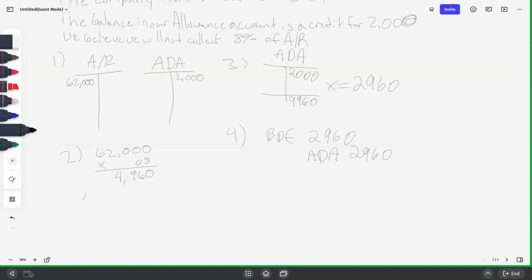Now, what would you do if I said that we had to write off $500? Our customer went bankrupt, so that $500 we're not collecting. What would the journal entry be?